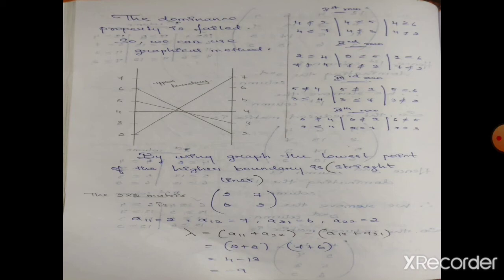So less than or equal to first row element is 4, 4. Second row element is 2, 7. Third row element is 5, 3. So here also the condition is not satisfied. So here we can't reduce the row value.